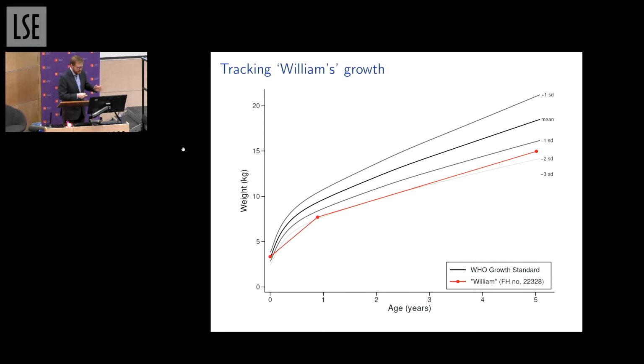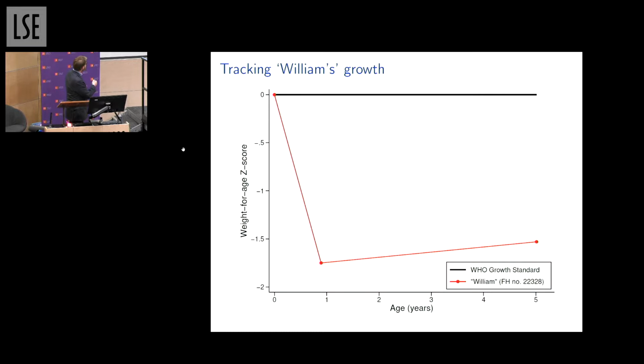And so it makes very clear that William is falling behind. So he starts out close to the mean, he falls back to maybe about near -2 standard deviations, and then he catches up a little bit again. And so what we do then is we transform William's growth into what are called Z-scores, okay? And so this is just telling us how many Z-scores William is from the mean of that healthy population.